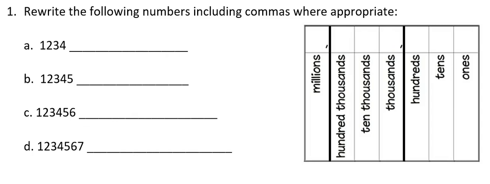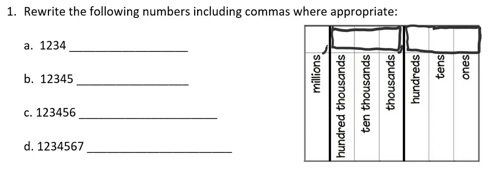If you look over at the place value chart, we have groups of 3 for each period. And each of those periods is separated by a comma. So we need to show that when we write these numbers.